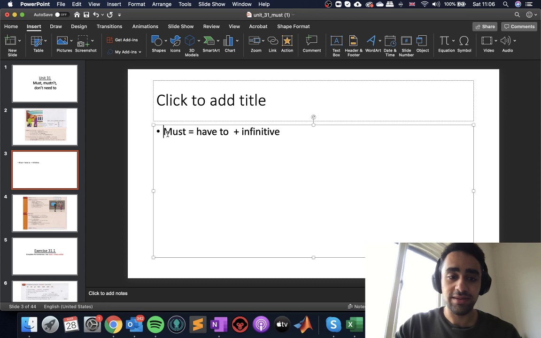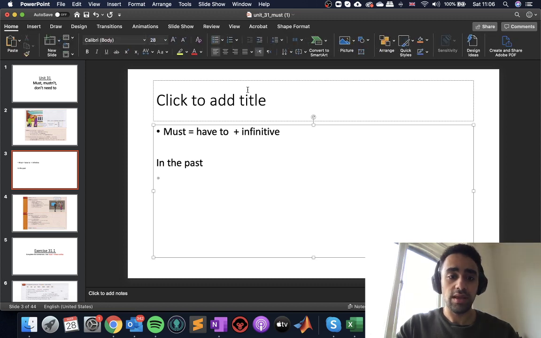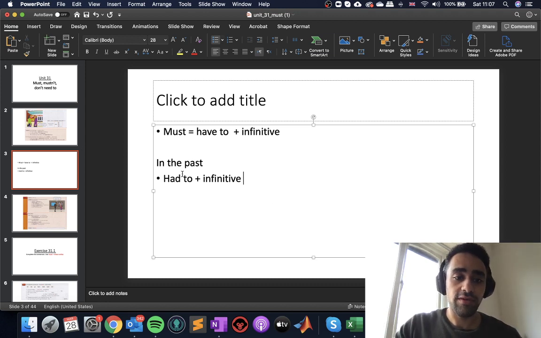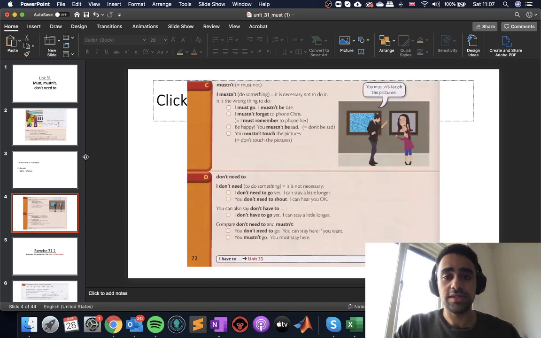ما عندناش فعل ماضي من must. So if we are speaking about the past, we only use the past version of have to. What is the past version of have to? Had to. So in the past, it will be had to, and again plus the infinitive, and then the rest of the sentence. This is why we only use had to in the past and not must. Anyway, we'll continue with the rest of the lesson and then we see the exercises.